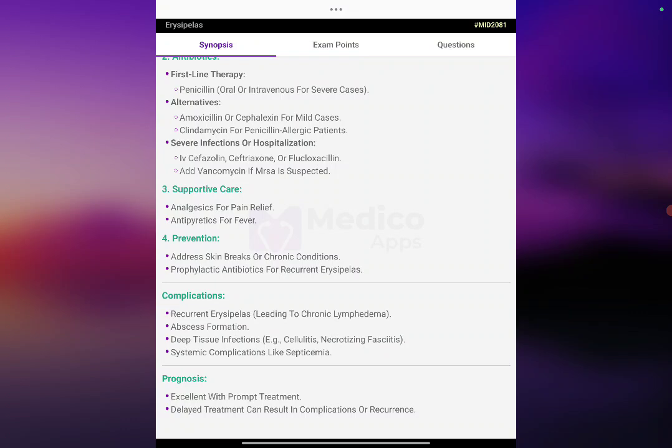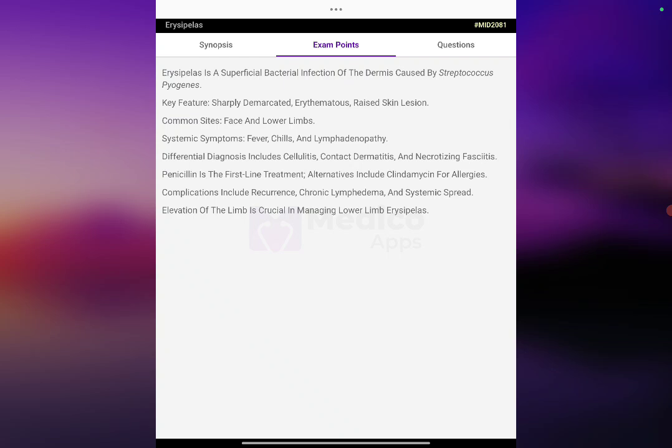Complications: recurrent erysipelas leading to chronic lymphedema, abscess formation, deep tissue infection, cellulitis, necrotizing fasciitis, and systemic complications like septicemia. Prognosis is excellent with prompt treatment. Delayed treatment can result in complications and recurrence.